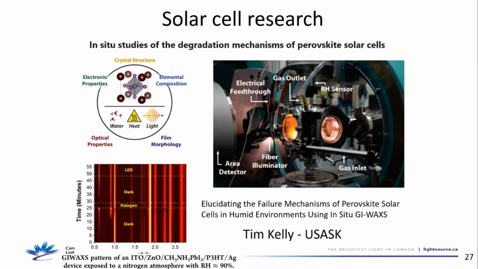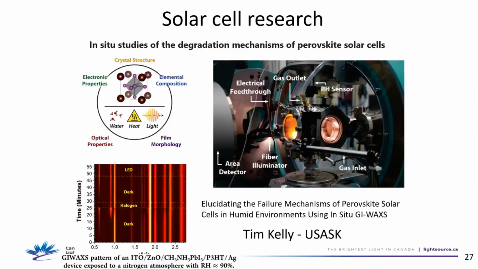Oh, this is a professor from the university here, Tim Kelly, and this is another customized sample environment, particular for his solar cell materials. So in a solar cell, we want to control the light. He has a lamp. We want to control temperature and humidity. So all of that is controlled in this chamber, which is also compatible with our diffractometer in the Wheeler beamline and in the undulator beamline. So he puts his candidate material for solar cell in here.